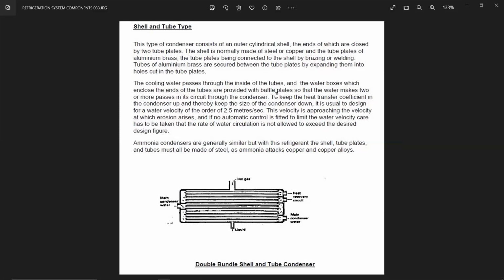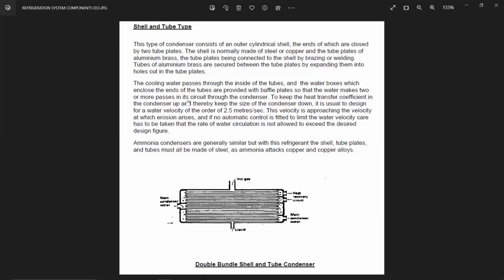The cooling water passes through inside the tubes, and the water boxes enclose the ends of the tubes. Like you see, these are the water boxes over there. It is divided with a baffle plate so that the water makes two more passes. So if a baffle is put in the middle, it gives a second pass before the water actually goes down.